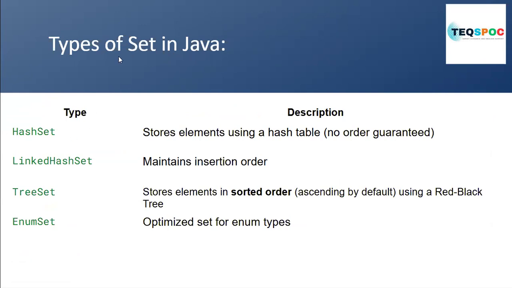Then set. There are different types of set. HashSet stores the elements using the hashing technique. Then LinkedHashSet maintains insertion order. Then TreeSet stores the elements in sorted order, ascending by default, and it basically uses a red-black tree. Then EnumSet is optimized for the enum type.